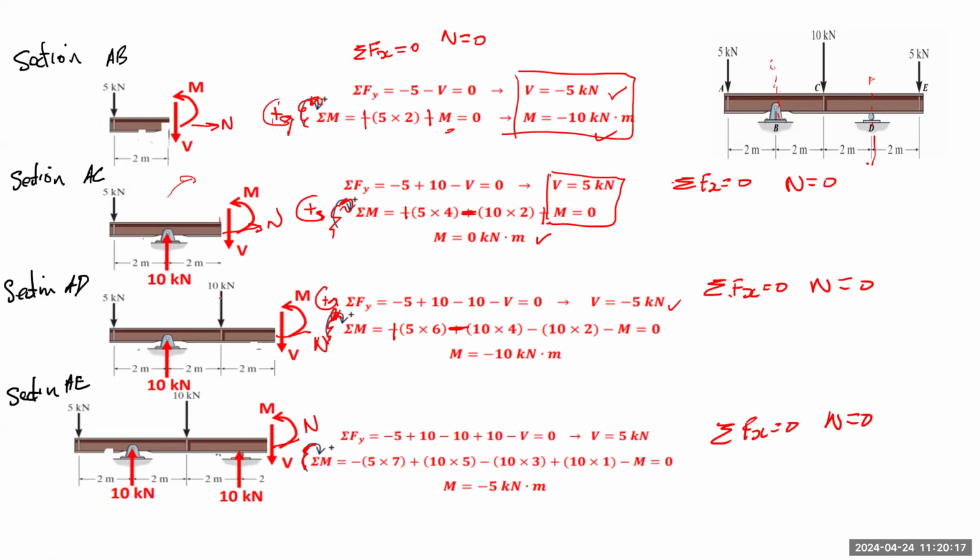And then the next 10 coming down is going to be positive, 10 times 2. And this moment is always going to be positive. So I'm holding it like that. Therefore, that works out to minus 10. So the two values that are important to me are minus 5 and minus 10 for the third part.